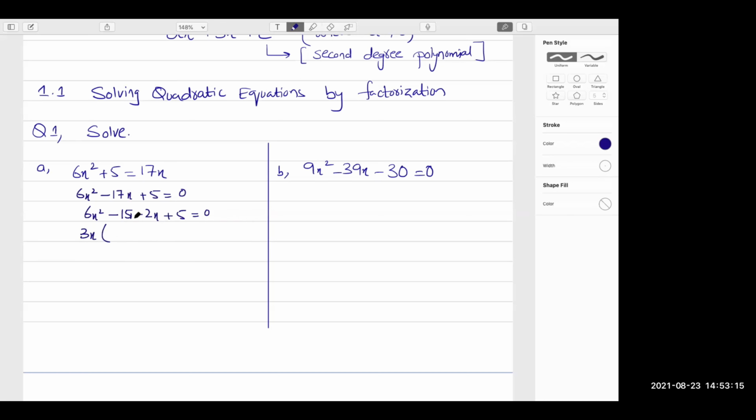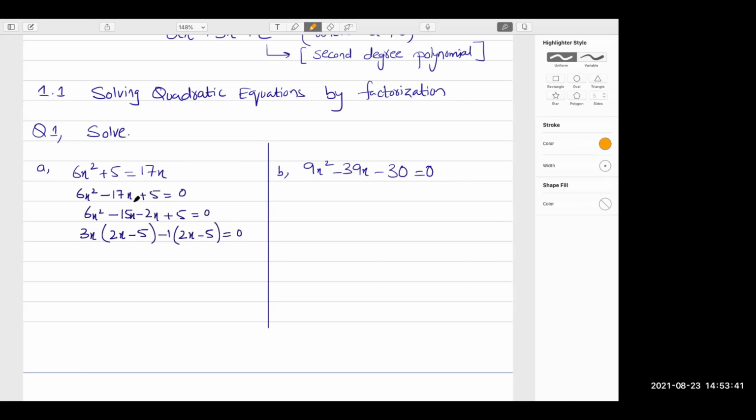Sir, you forgot to add an x in front of it. Right, I've fixed it. So if I take 3x common over here, I'm going to get 2x minus 5. And if I take the negative sign common from minus 2x and 5, just take negative 1 out, so you're going to get 2x minus 5 equals to 0.